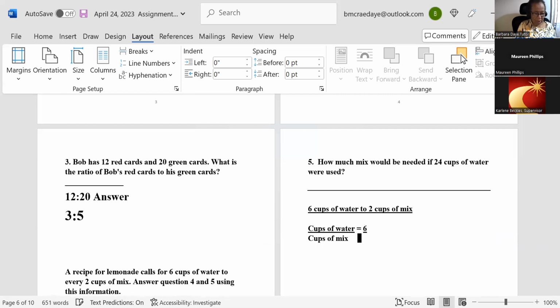Here are our numbers. Now, we are given what? 24 cups of water. So this would be equal to 24 over, what we're looking for, how much mix, that's our unknown. It would be an X, like an unknown. So we put an X here. So how do we solve for X, Maureen?